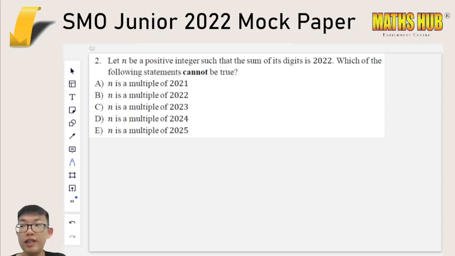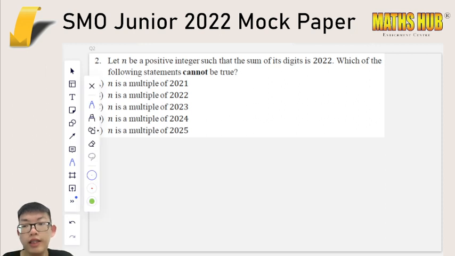Now you might imagine that it is quite difficult to come up with a specific number whose sum of digits is 2022 and is divisible by a few of these options. And this is positioned at question 2, which means most likely there should be a simple solution.